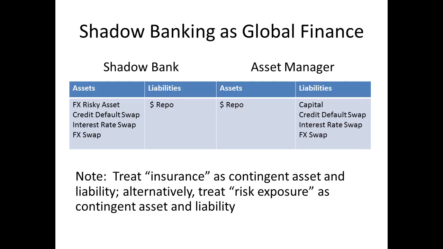The mirror image of the shadow bank is over here, the asset manager, and I'm showing this asset manager as holding all of their capital in the wholesale money market, as collateral for its derivative positions. And these are its derivative positions in credit default swaps, in interest rate swaps, and foreign exchange swaps. So you can see it's just exactly the mirror image of the shadow bank there.